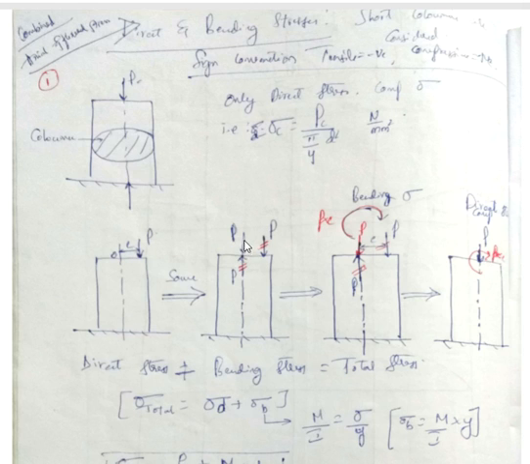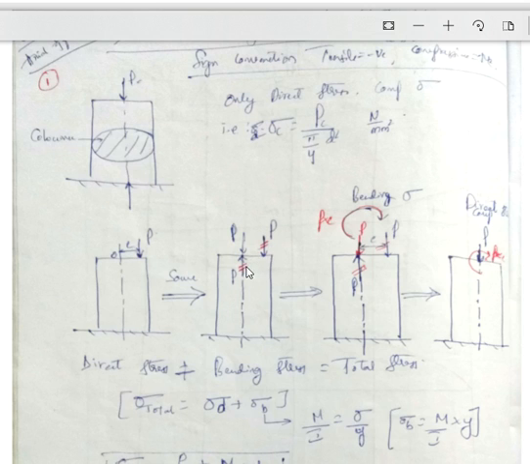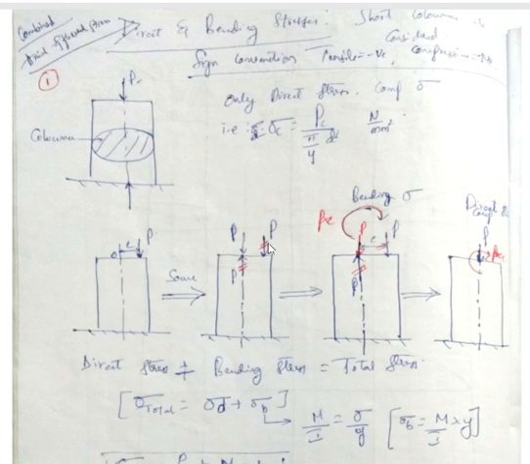Now consider this force which is acting downward, and also consider this force which is acting upward. These two forces are having equal magnitude, that is P and P, but direction is opposite, and also there is perpendicular distance between them, that is eccentricity E.